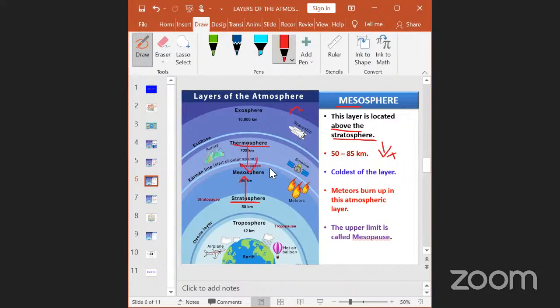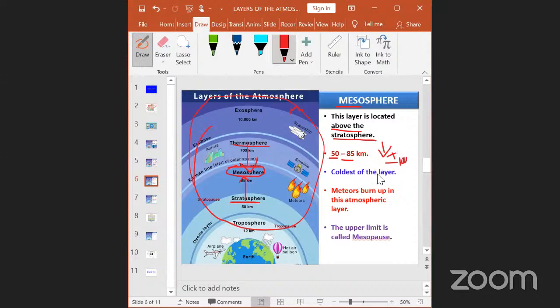So this is called the mesosphere, right? It is the coolest layer of the entire atmosphere. Remember this, coolest layer. It is the third layer in our atmosphere, and it ranges from 50 kilometers to 85 kilometers. By 80 kilometers, it reaches about minus 100 degrees Celsius.